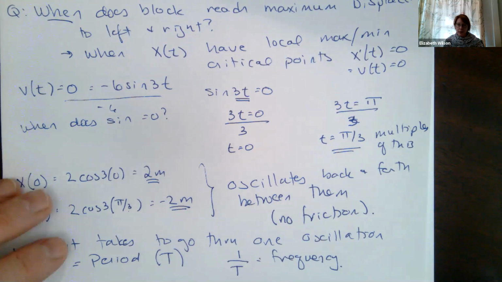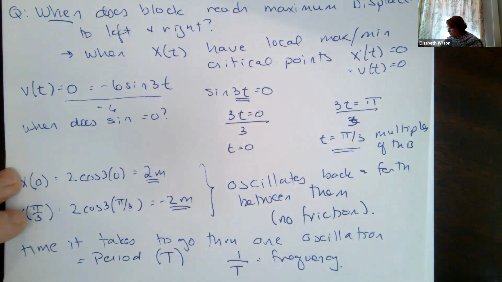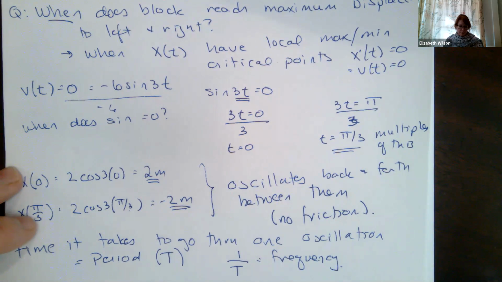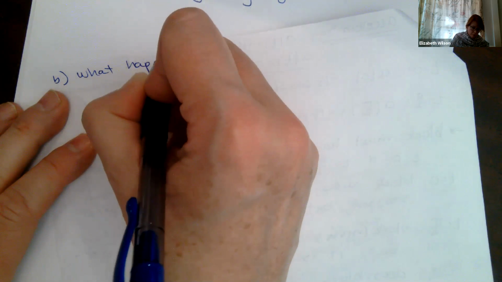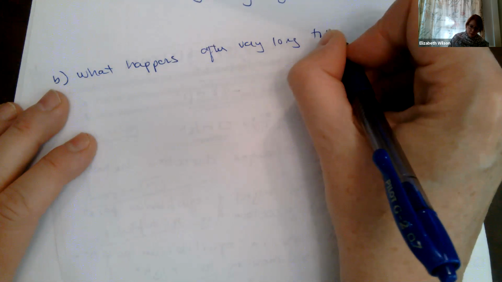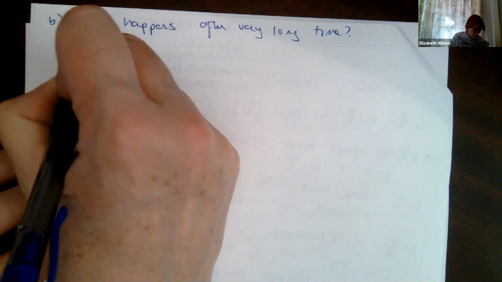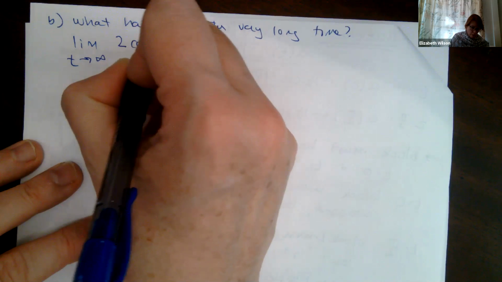We were asked part B, I'll let you guys finish writing that. Part B says, what happens after a very, very long time? Okay, so let's answer part B. What happens after a very, very long time? I'm basically taking the limit as t goes to infinity of 2 cosine of 3t.